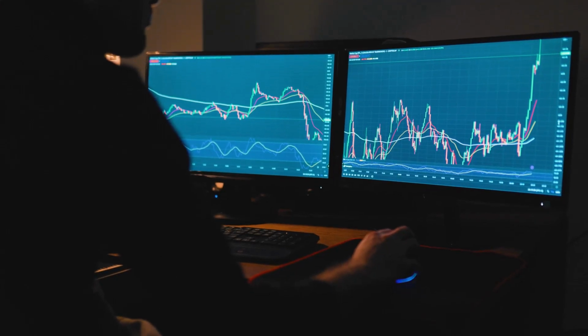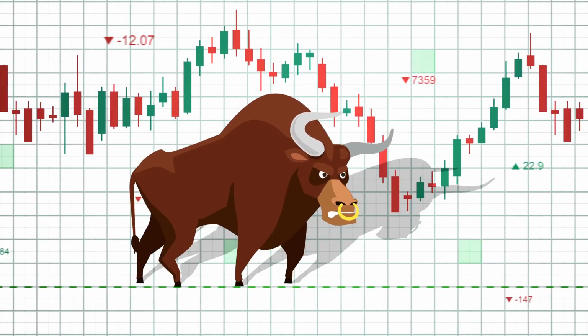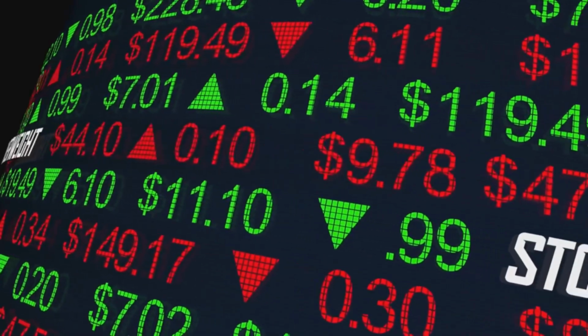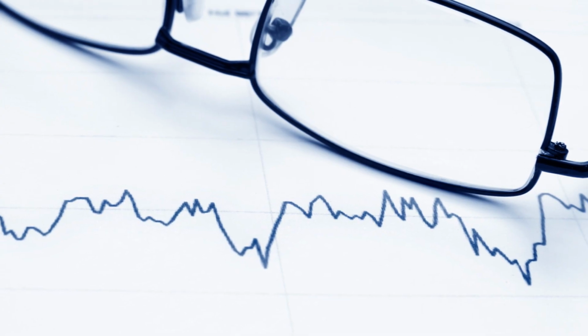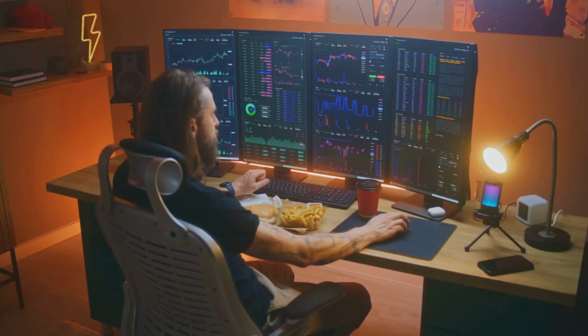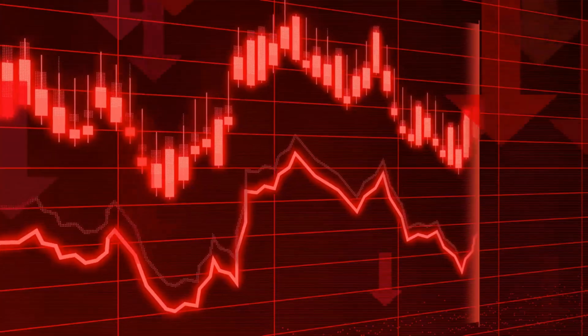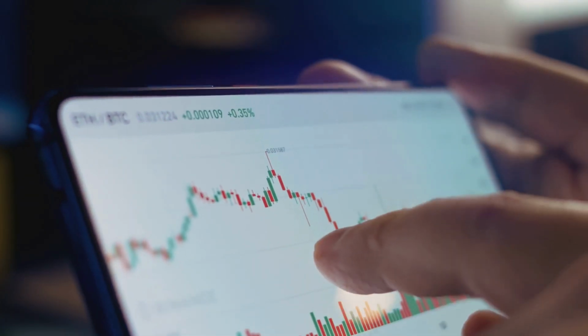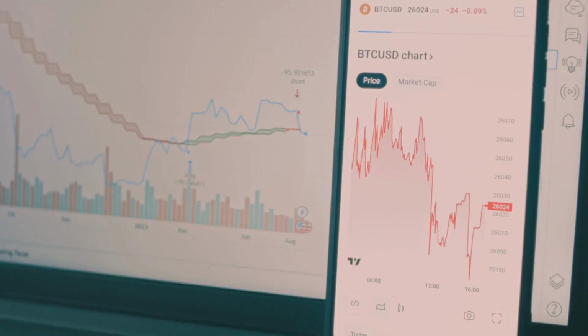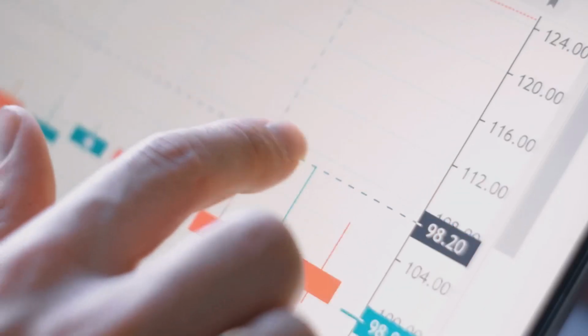Let's compare how the stochastic and RSI spot overbought and oversold conditions. The stochastic flags overbought above 80 and oversold below 20. The RSI uses 70 for overbought and 30 for oversold. The stochastic is more sensitive, giving more frequent signals. Great for short-term traders, but it can produce more false alarms in choppy markets. The RSI is smoother, often staying in extreme zones longer during strong trends. Fewer signals, but potentially more reliable.